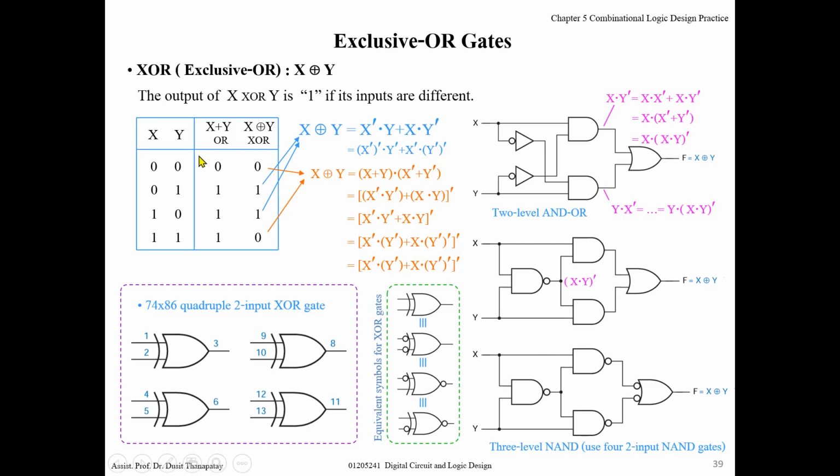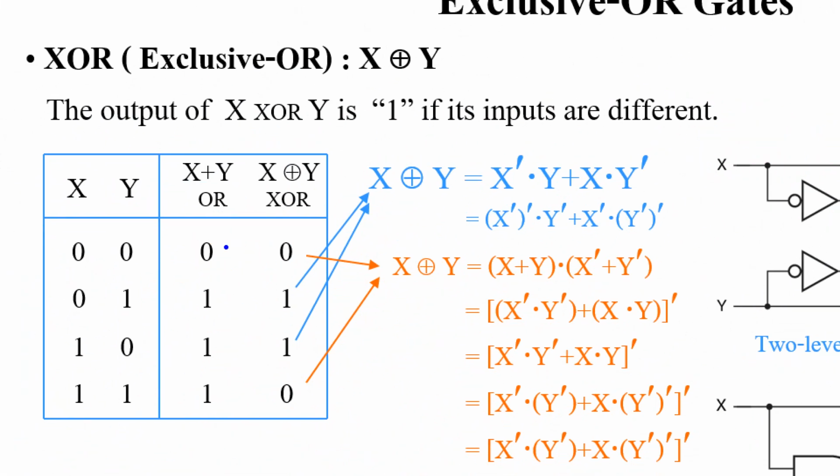The next topic is the exclusive OR gate. For exclusive OR, you have actually learned it before. It is similar to OR, except that when the input is 1, 1, the value will be 0. So in general, we consider that the output will be 1 when inputs x, y are different. But if inputs x, y are the same, the output will be 0. This is the two-input XOR function.